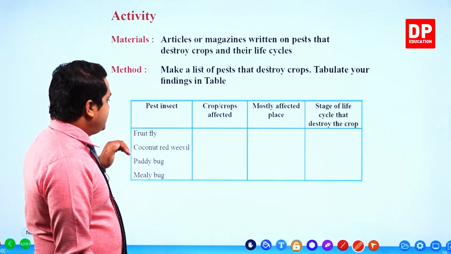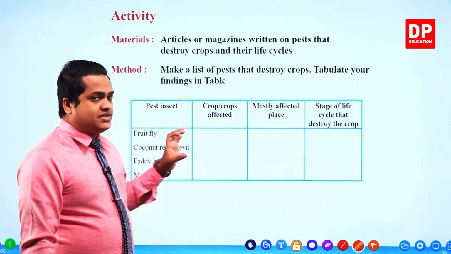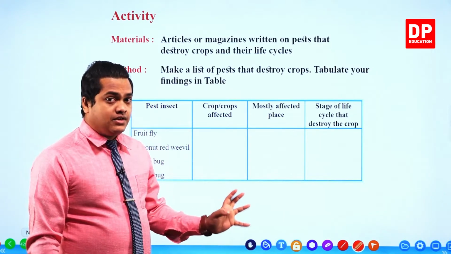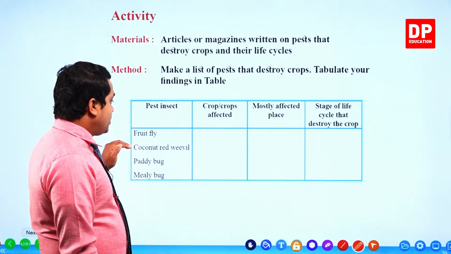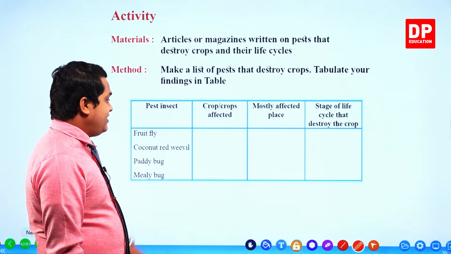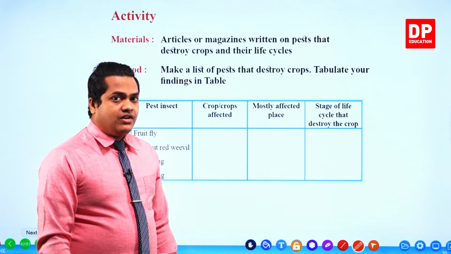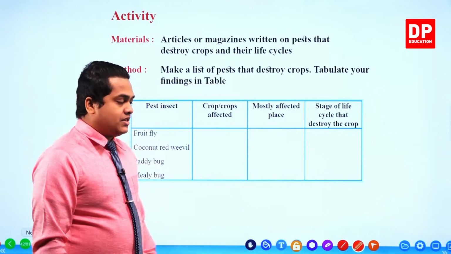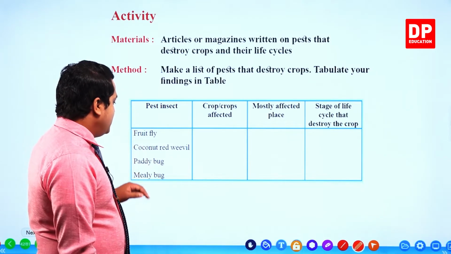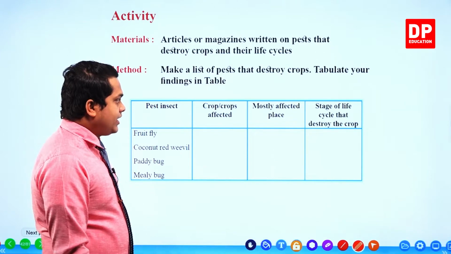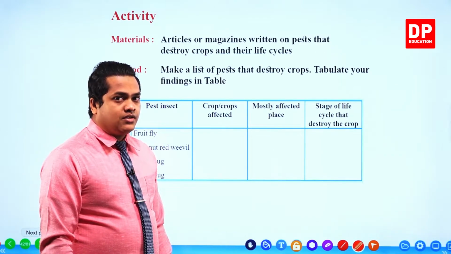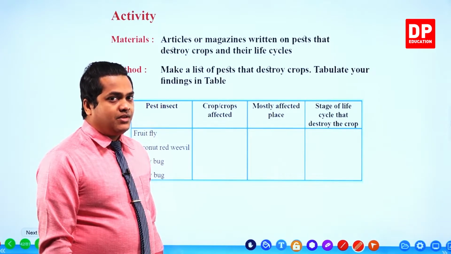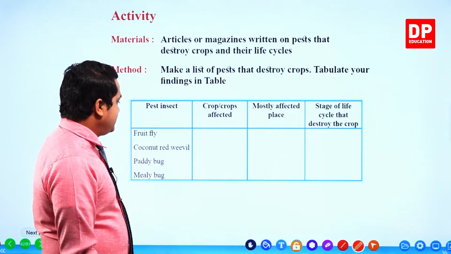The pest insect is given. These are the pests that you need to find. The first one, fruit fly. We studied the fruit fly earlier. In the same way, you study the coconut red weevil, a type of beetle-like organism. Then paddy bug, mealy bug. Paddy fly, paddy bug, mealy bug. You have to observe these things.